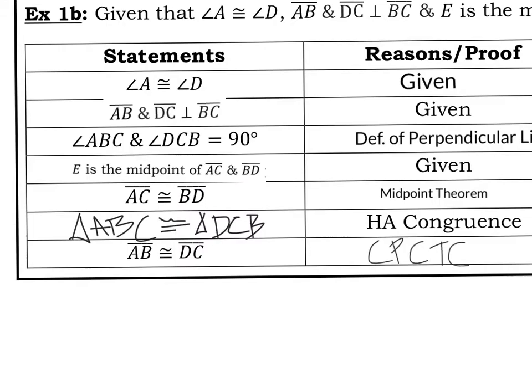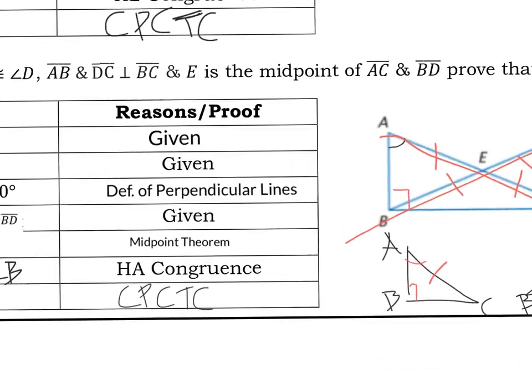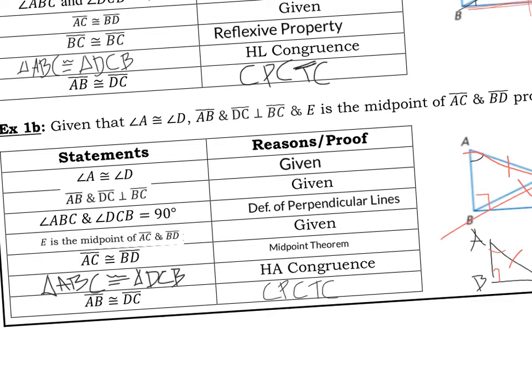And because of that, the last thing that it says, prove that AB is congruent to DC, those are corresponding parts of congruent triangles. So we know those are congruent because of CPCTC.